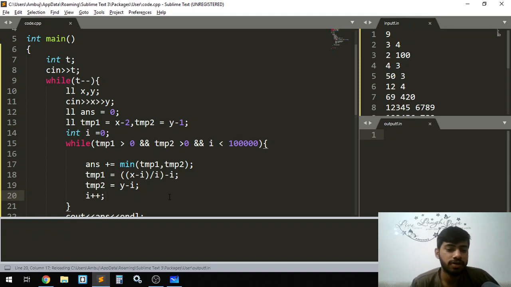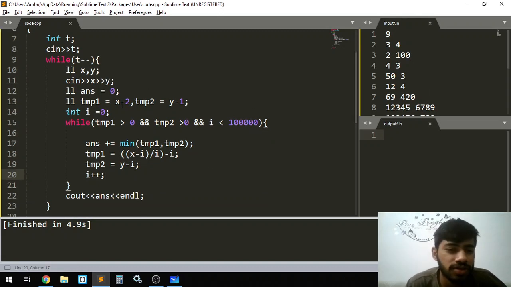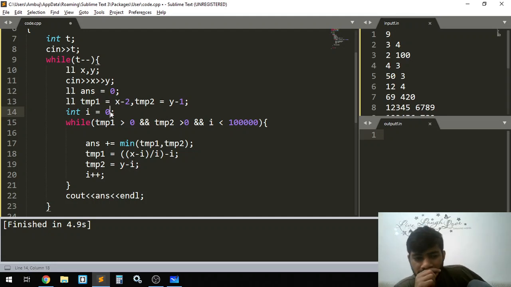Okay, so after increasing i, it's still not printing the answer. I don't know why. Let's see what the error is. Let int i equal 0, then x minus i divided by i. So initially i is equal to 0.